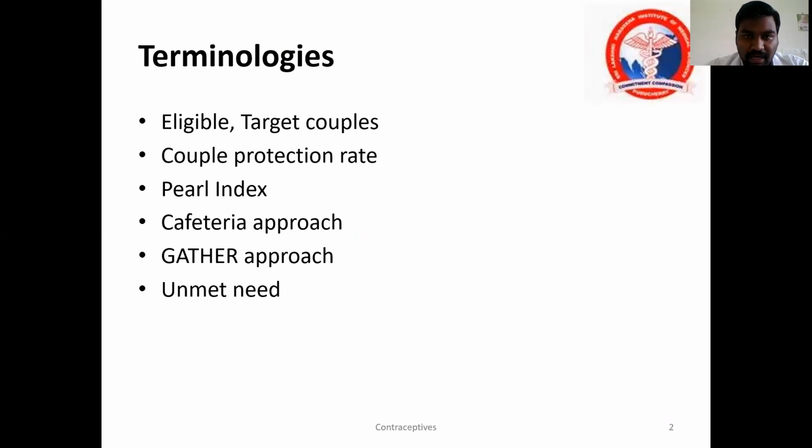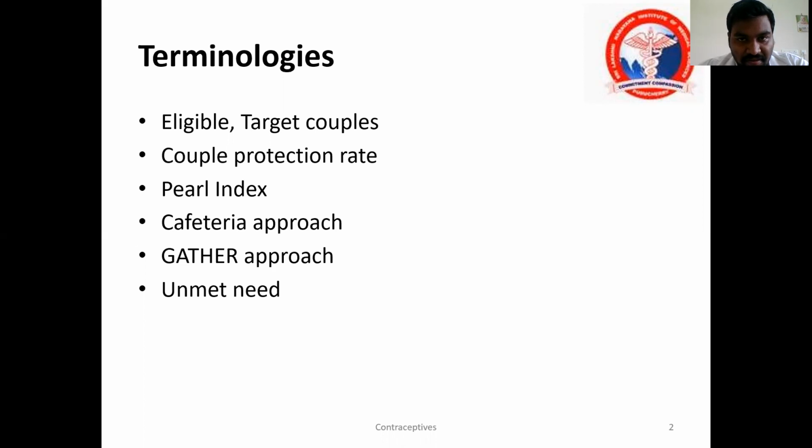Eligible couples are those who are married and in the reproductive lifespan, that is between 15 to 49 years. If the woman is in the reproductive age span of 15 to 49 years, the couple is called an eligible couple. For eligible couples, there is a register maintained in the public health system, the eligible couple register.